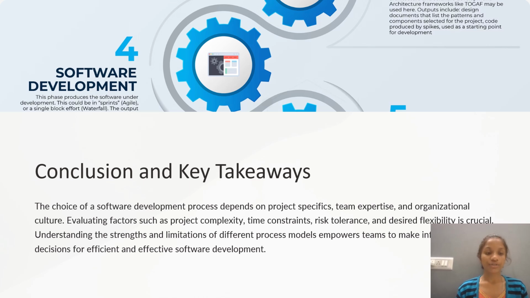At last, the conclusion. The choice of software development process depends upon project specifics, team expertise, and organizational culture. Evaluating factors such as project complexity, time constraints, risk tolerance, and desired flexibility is crucial. Understanding the strengths and limitations of different process models empowers teams to make informed decisions for efficient and effective software development.